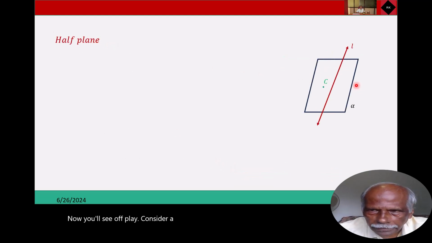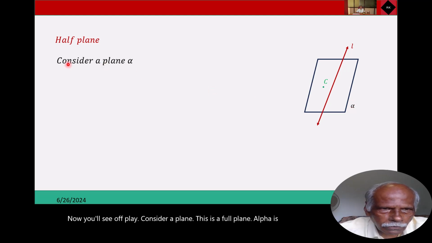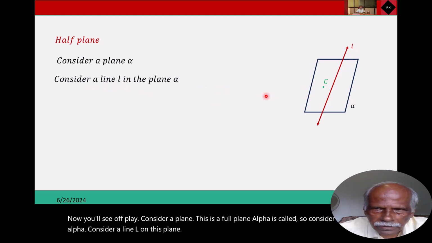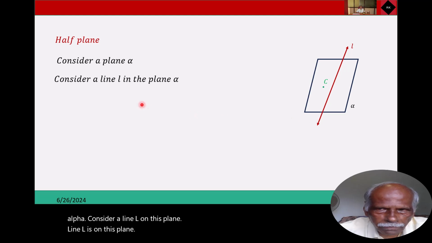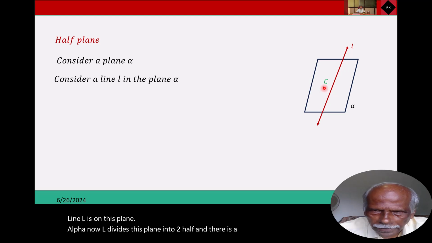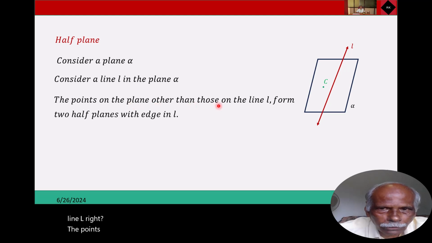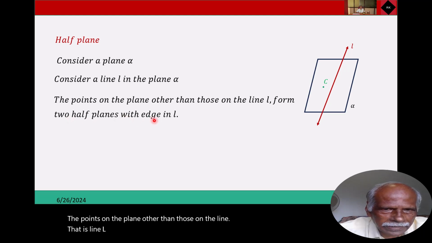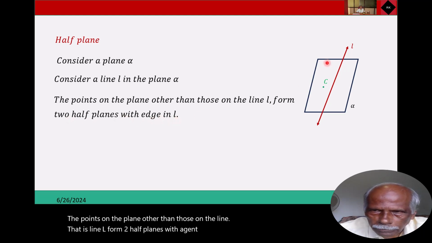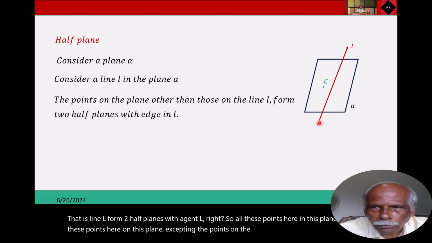Now we will see half plane. Consider a plane. This is a full plane. Alpha is called. So consider a plane alpha. Consider a line L on this plane. Line L is on this plane alpha. Now L divides this plane into two halves. And there is a point on this plane which is not on this line L. The points on the plane other than those on the line, that is line L, form two half planes with edge L. So all these points here on this plane, excepting the points on the line, form two half planes.